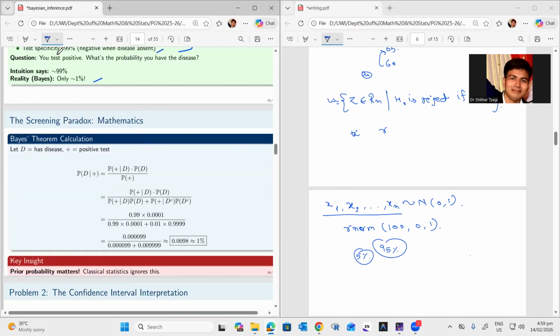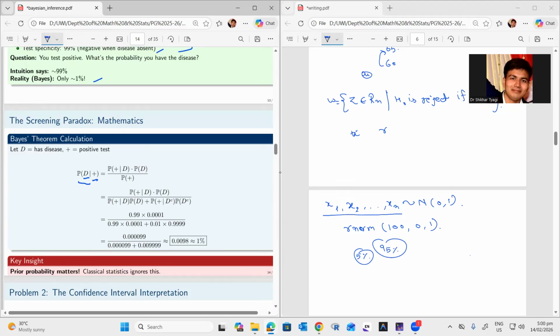How? If we go through the screening paradox mathematically, let D denote that the person has the disease and plus denote the positive test. So what we need to find out is the probability that you have the disease, given that the test was positive. It will be equal to the probability that the test was positive given that you have the disease, times the probability that the patient has the disease, divided by the probability of a positive test.